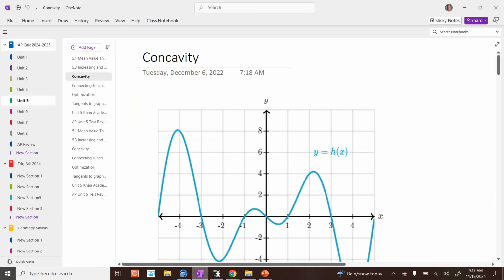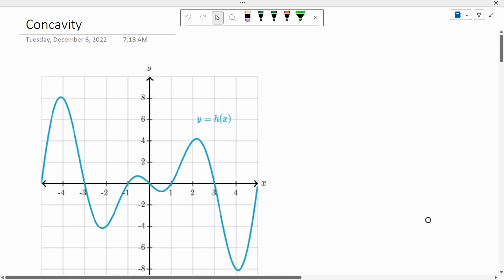All right, today is about concavity. What is concavity? Well, that's the downward or upward cup type thing. The cup is pouring out, so that's concave down. The cup is facing up, so that's concave up.